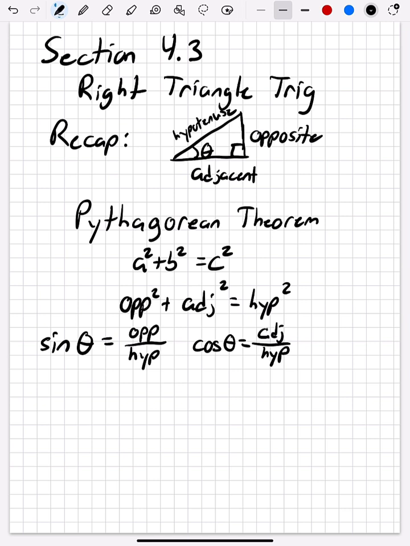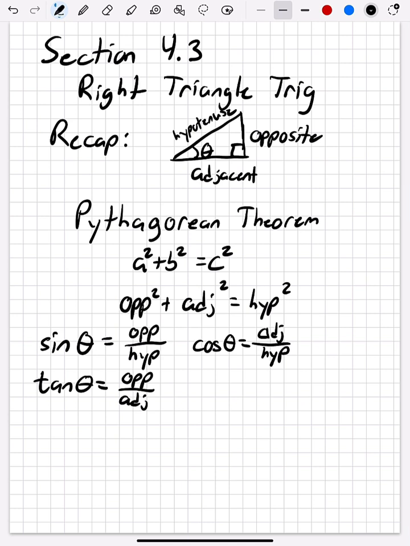We have the cosine of theta, which is equal to the adjacent side over the hypotenuse. And then we have the tangent of theta, which is equal to the opposite side over the adjacent side. So these are the three that you are probably most familiar with.